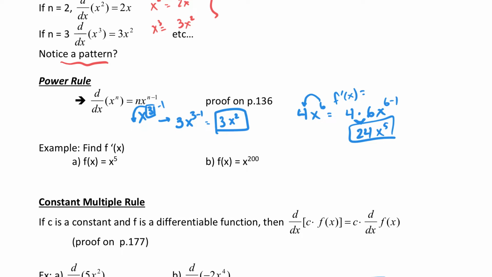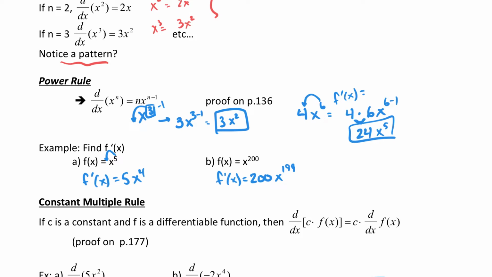So let's find these other two examples. Over here, f prime of x would be 5x to the 4th. Because again, the 5 comes out in front, I subtract 1 from the 5. Over here, f prime of x, I'll pause for a sec, see if you could do it. Good. This will be 200x to the 199. All right, so let's do another example.